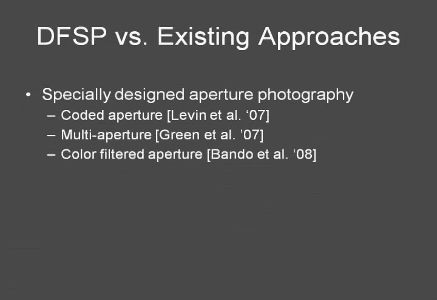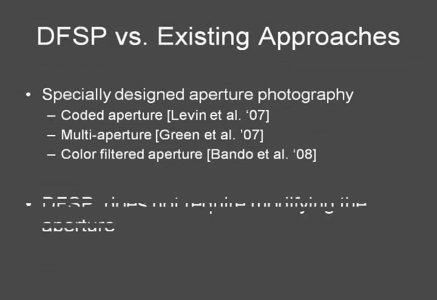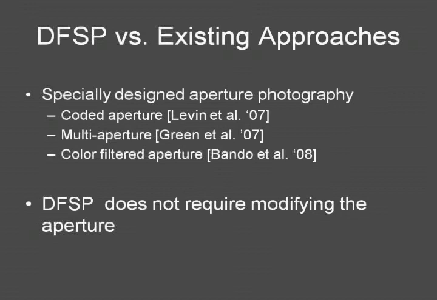Coded or color-filtered apertures can recover the depth and defocus kernel map from a single image. However, they require modifying the optical systems. DFSP, on the other hand, does not require any modification to the cameras and only uses a pair of images.